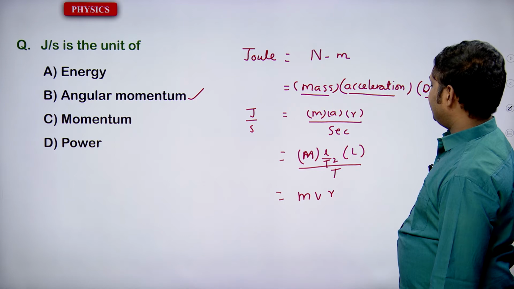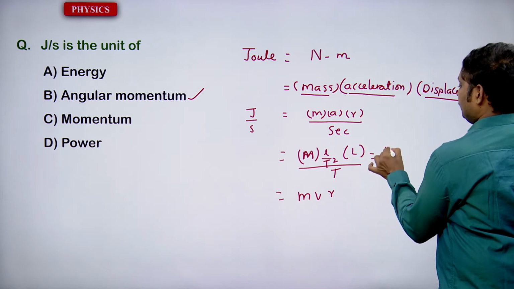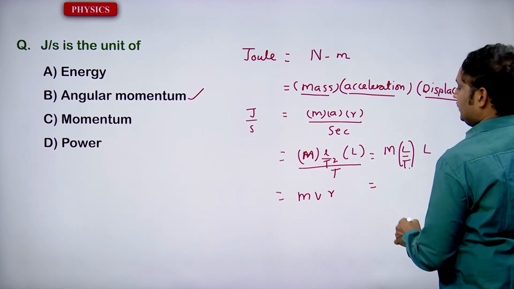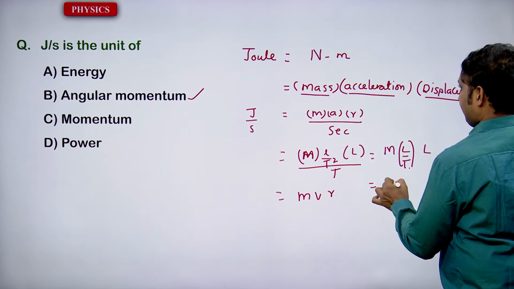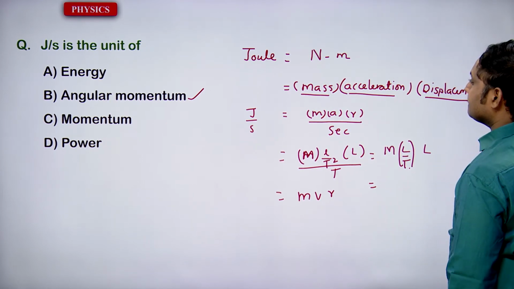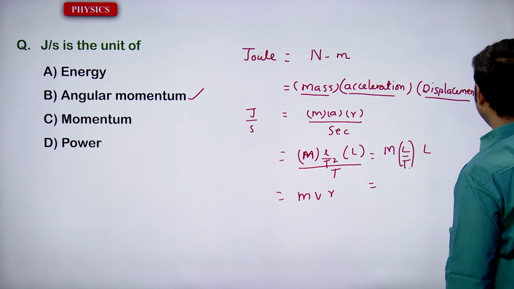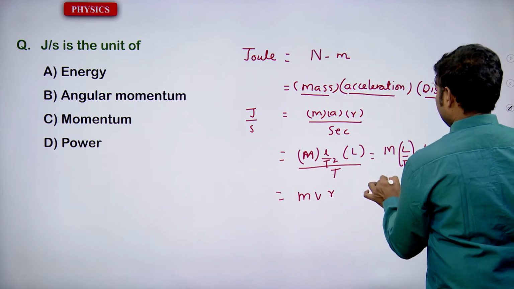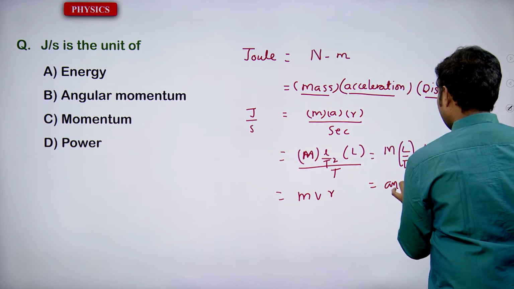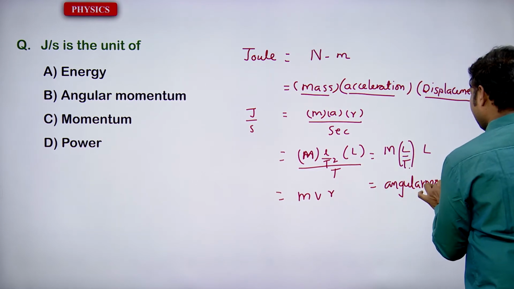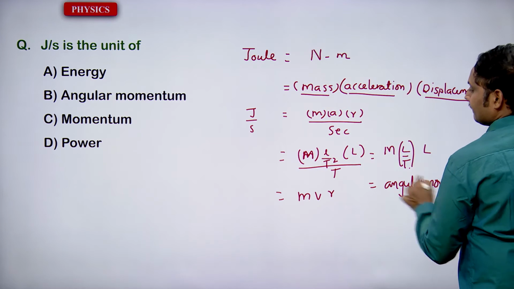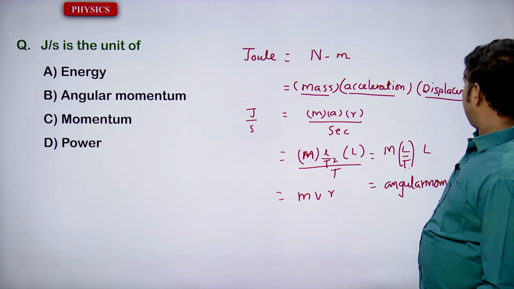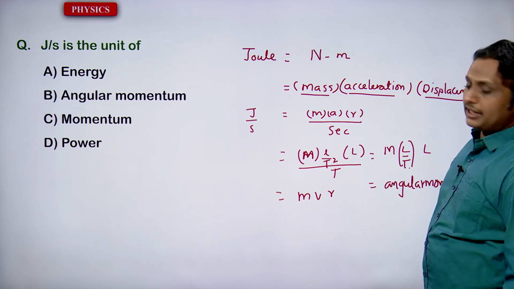Now, you are going to identify this one, that is going to be M L by T into L. So, you have to take this one. This is very clear, this is going to be angular momentum. All right. Apart from that, you have to check, it's not at all going to be momentum, it's not at all going to be energy, all right.